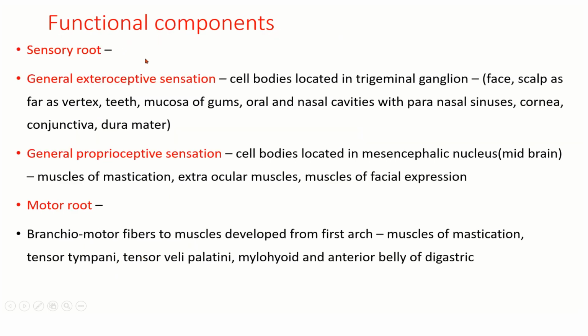Functional components. Within the sensory root, it has general exteroceptive sensation fibers. The cell bodies are located in the trigeminal ganglion. They carry sensations from the face, scalp as far as the vertex, teeth, mucosa of gums, oral and nasal cavities with paranasal sinuses, cornea, conjunctiva and dura mater. For general proprioceptive sensation, the cell bodies are located in the mesencephalic nucleus of the midbrain.